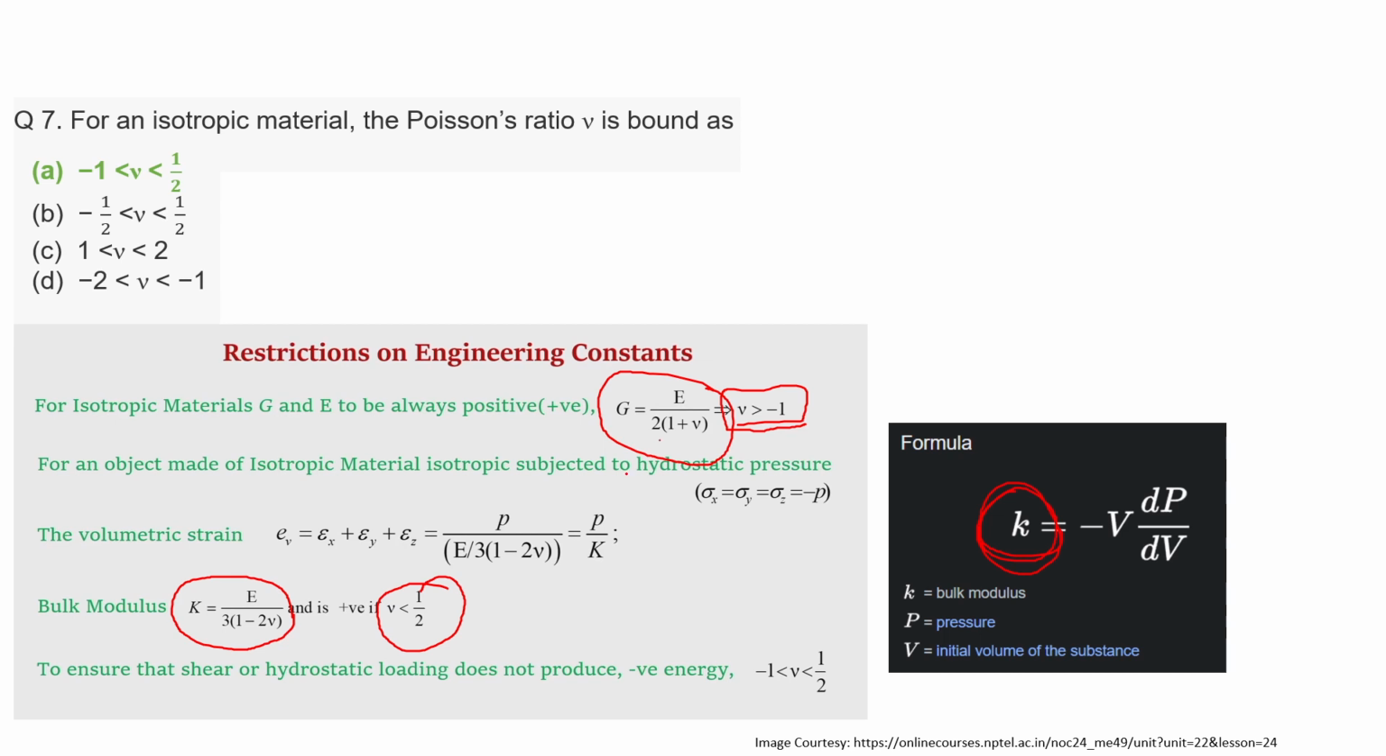So we already have these two engineering constants, which give a relation between the bulk modulus and shear modulus in terms of elastic modulus and Poisson ratio. From these two equations, we can find the range in which the Poisson ratio should be. You can see the Poisson ratio has to be more than -1 and less than 1 by 2. This is to ensure the shear or hydrostatic loading does not produce negative energy. So this is the range in which the Poisson ratio has to be bounded. So that is our option A.